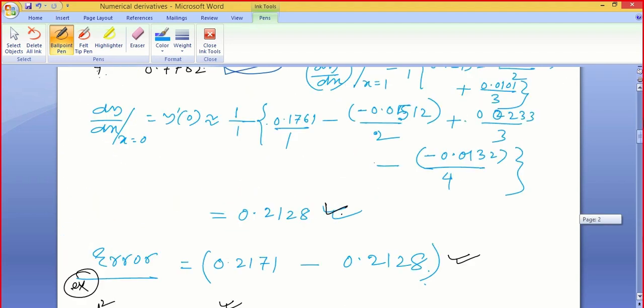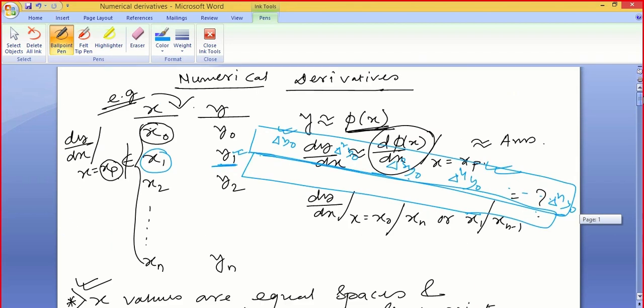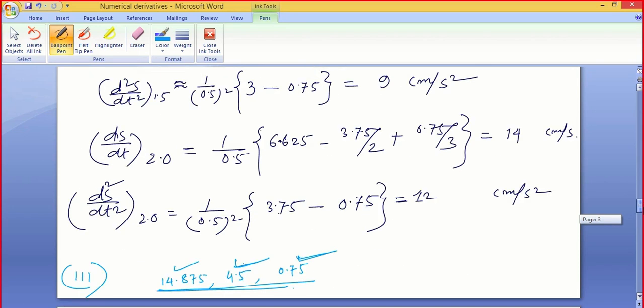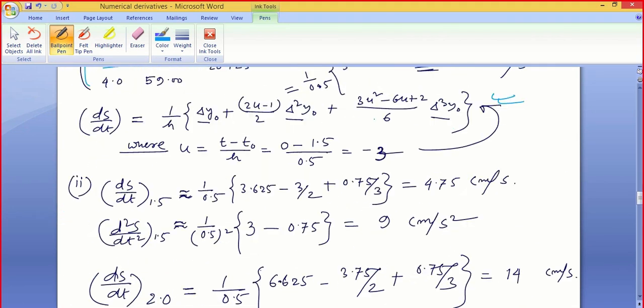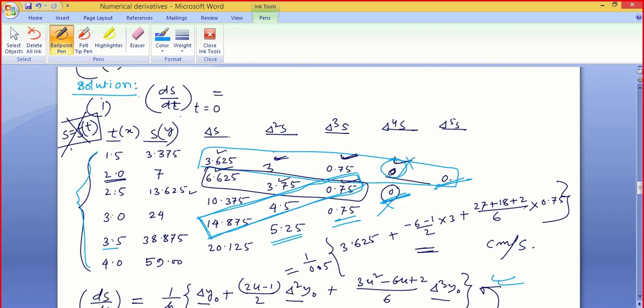You need this slide, numerical derivative? Yes, sir. So I will share this in the file section. Okay, we will check it.